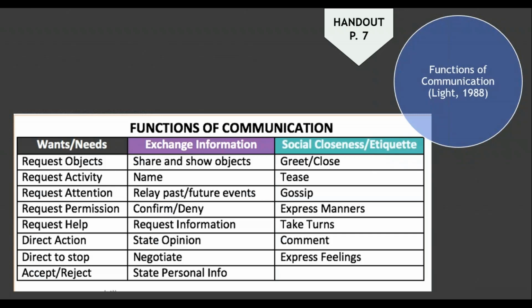And the next main area is exchanging information. And this includes things like asking and answering questions, or labeling, sharing objects, or giving an opinion. And then the last main area is social closeness and etiquette. Social closeness means those things that you typically do with someone who's close to you, like family or friends. And this could be things like expressing feelings, commenting, taking turns, or gossiping. Social etiquette are those things that you do according to social norms. So this can include things like greetings or saying please and thank you.